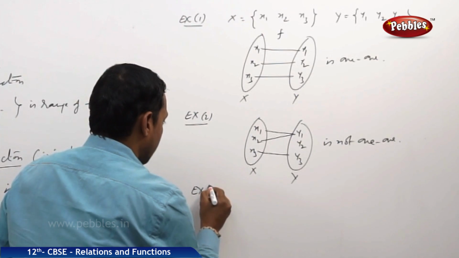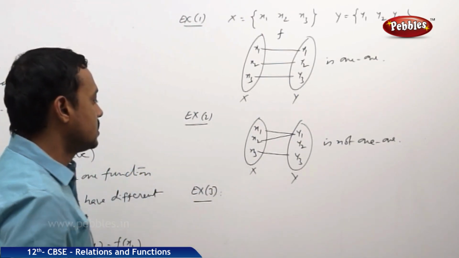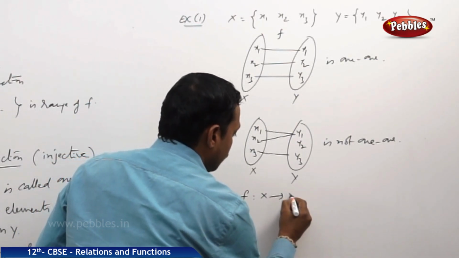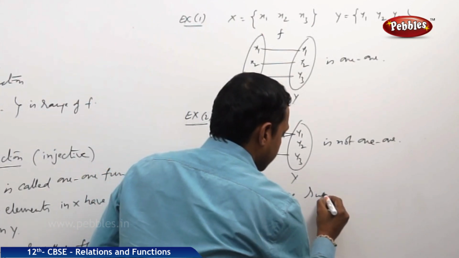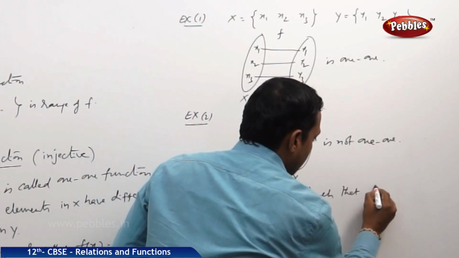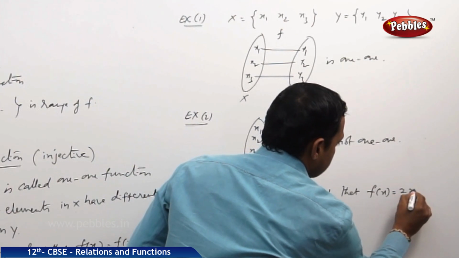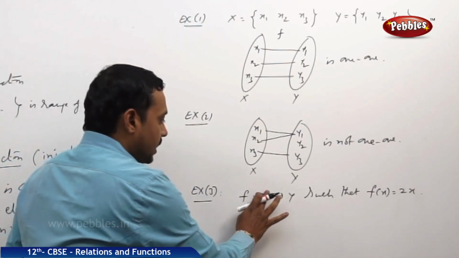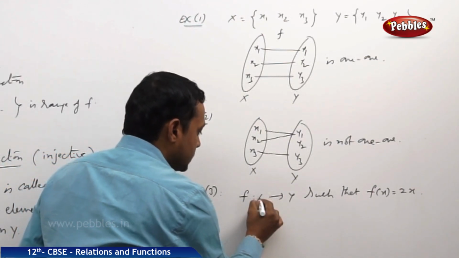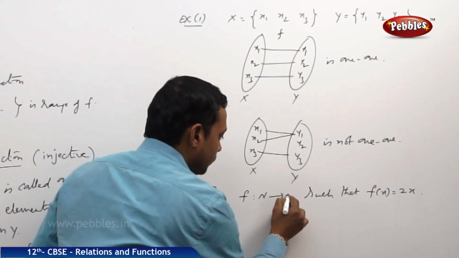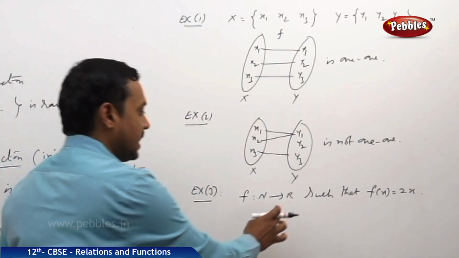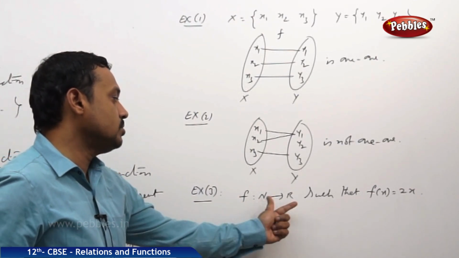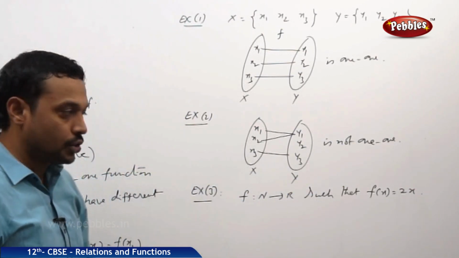Next, take one more example. Suppose a function f is defined from x to y such that f of x is equal to 2x. I think it is better to consider x and y as N to R. So now the function f maps N, the set of natural numbers, to R, the set of real numbers, such that f of x is equal to 2x.